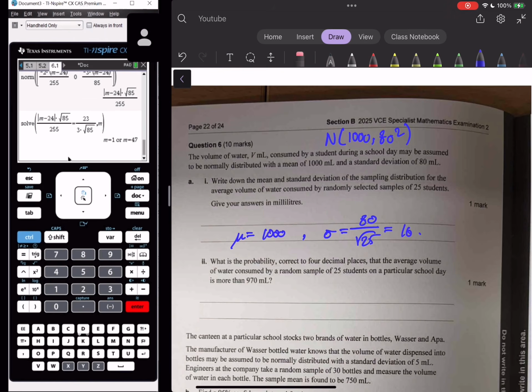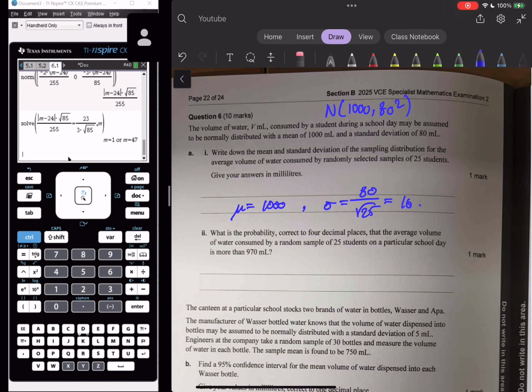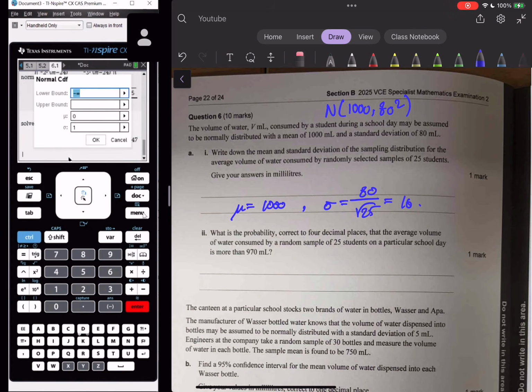Okay, what is the probability that the average consumed is greater than 970? Well, let us go to probability. We'll go to distributions. We'll go to normal CDF. Lower bound is 970. Upper bound is infinity. Mean is 1000. Standard deviation is 16.